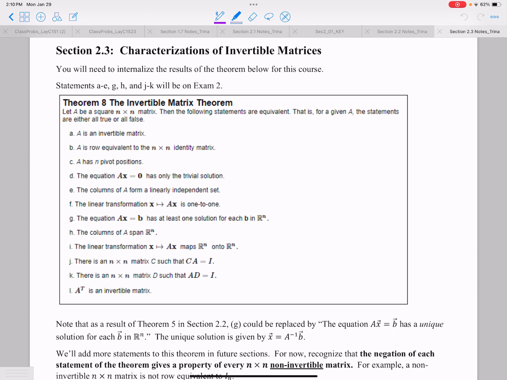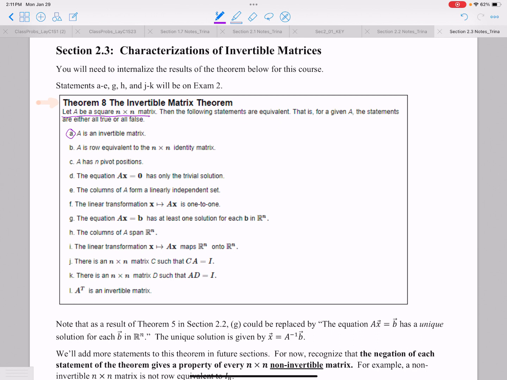In this section, we'll put together a lot of the things we've already talked about. So Theorem 8 is the invertible matrix theorem, and we have looked at pieces of this. Let me just emphasize that when we're talking about A, we're talking about a square matrix A, the coefficient matrix. If A is invertible, then all the rest of these things are true. If you know any one of these things is true, then all the rest are true. Also, if any of them are not true, then the opposite of the others are not true.